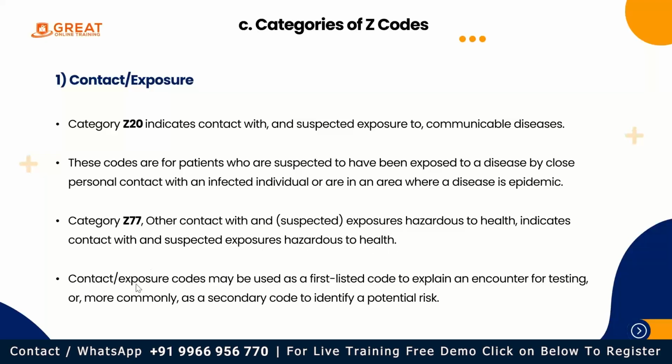Contact or exposure codes may be used as a first listed code to explain an encounter for testing, or more commonly as a secondary code to identify a potential risk. So these codes Z20 or Z77 are used as a first listed diagnosis to explain an encounter for testing, or more commonly as a secondary code to identify potential risk.